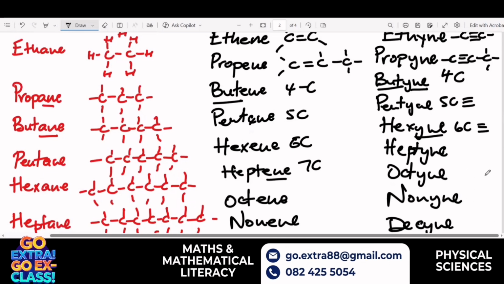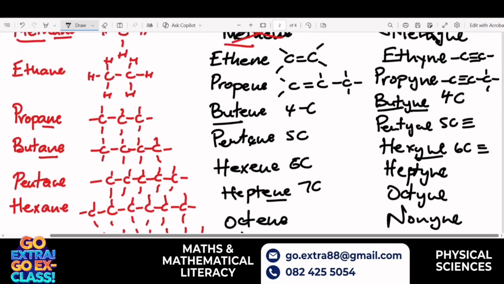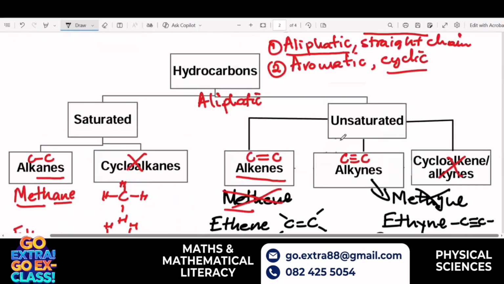So now I'm going to leave it here, and the next part, guys, I'm going to explain how to distinguish between saturated and unsaturated, especially in the laboratory.